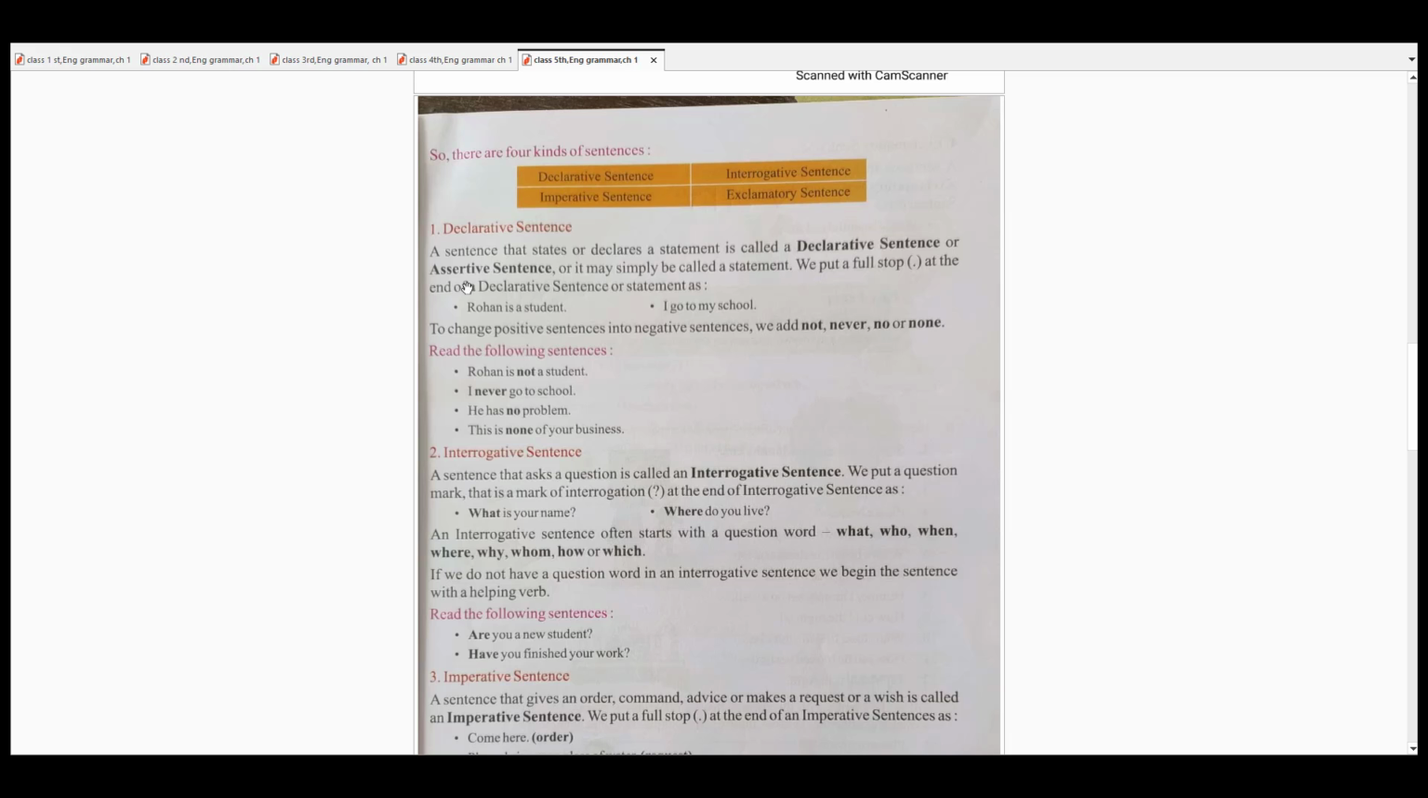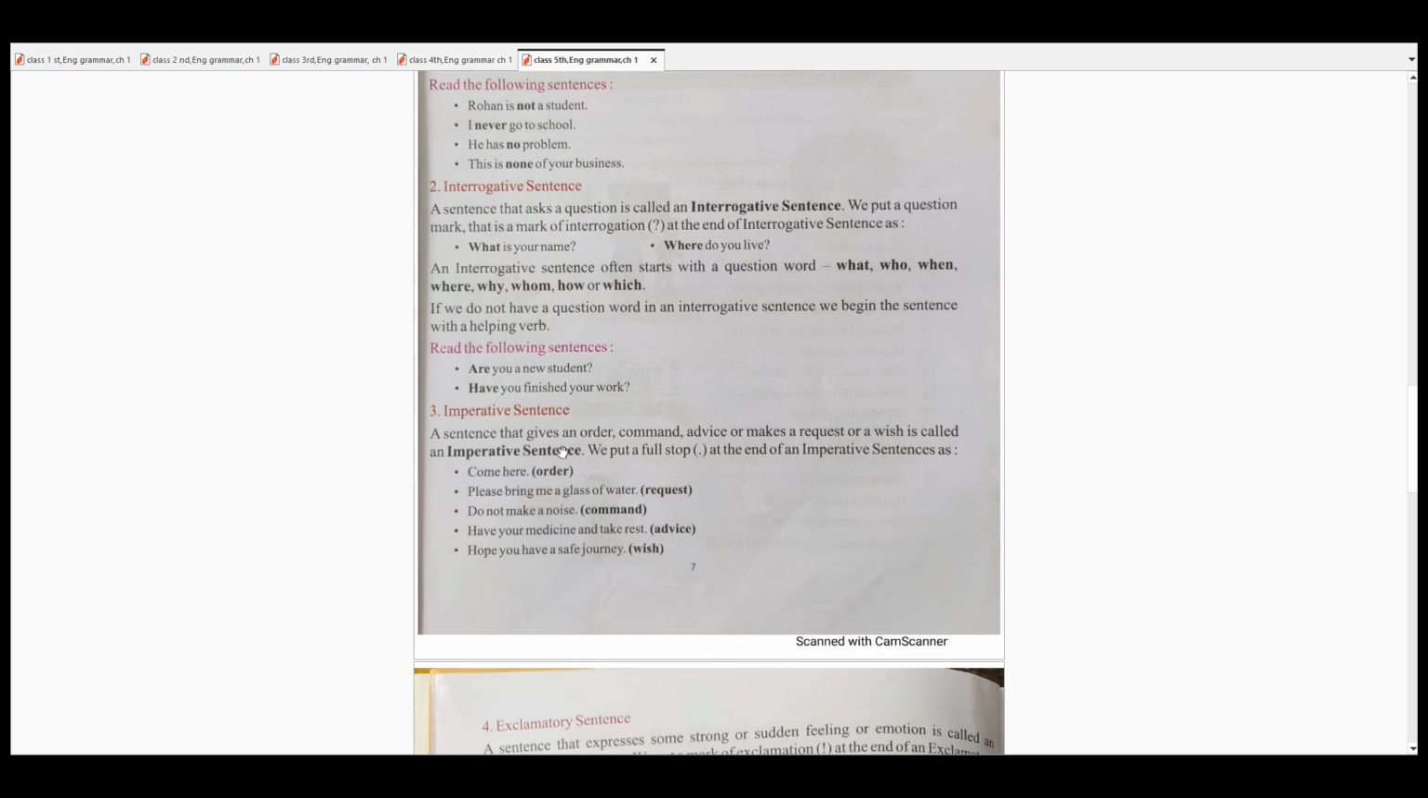We put a full stop at the end of declarative sentences, and in imperative sentences also we will put a full stop at the end. But you will understand just by reading the sentence that it is an imperative sentence. It is asking you something, giving you advice, commanding you, ordering you, requesting you, or wishing you something. Then and then only you can say that it is an imperative sentence. So let's see some examples.